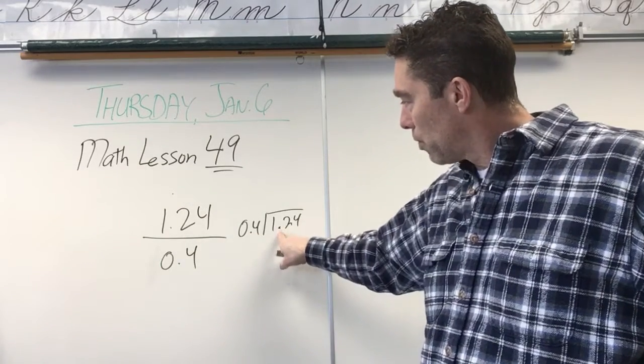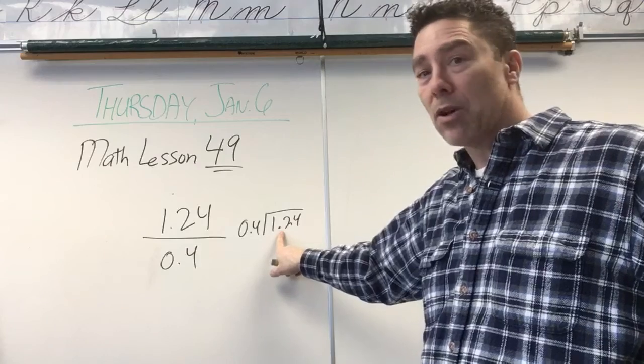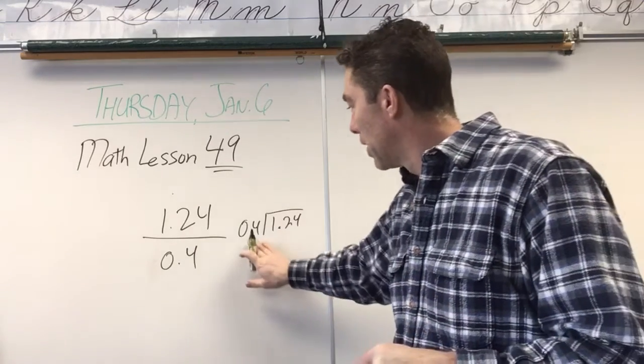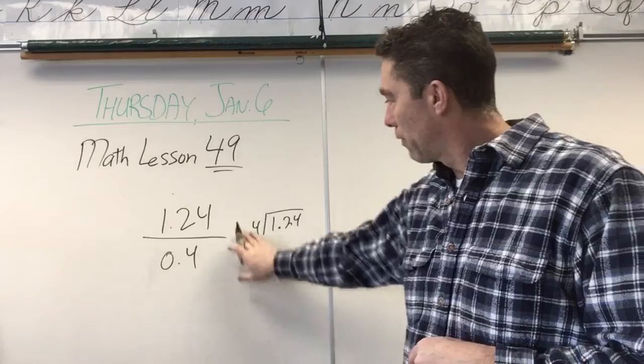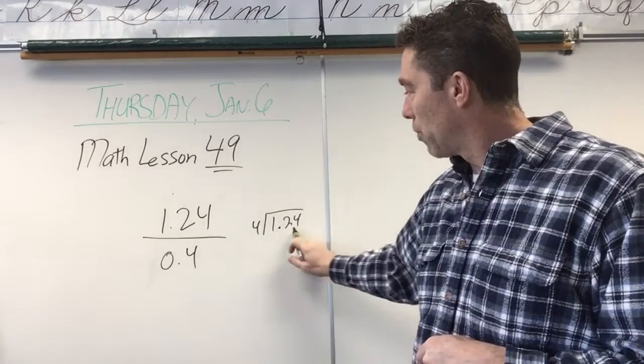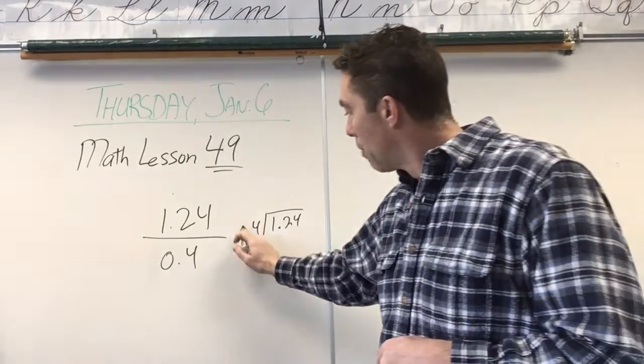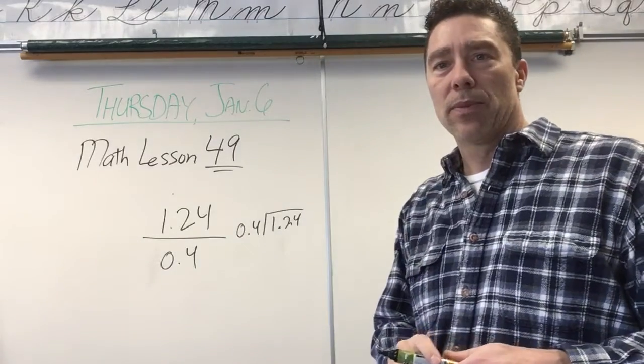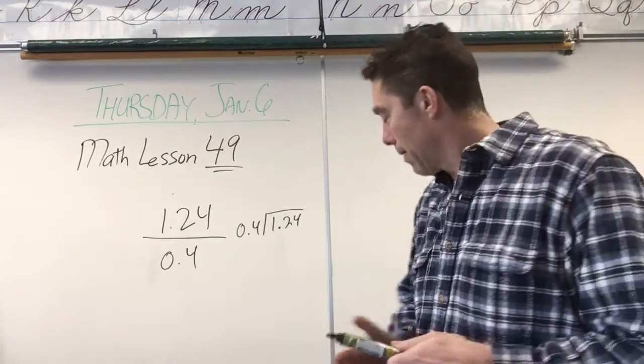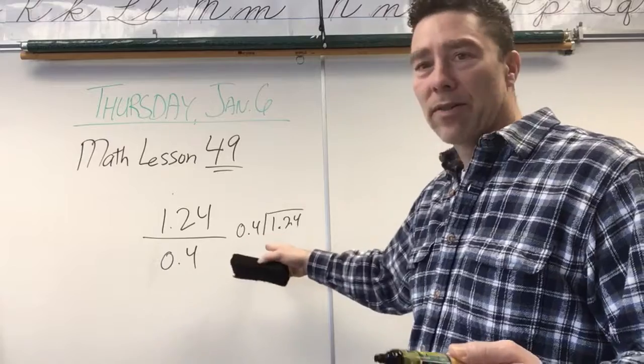If there's a decimal in the dividend, that's okay. That's totally no problem. If it was like 1.24 divided by 4, okay? But when we have a decimal in the divisor, we have a problem. We can't do that. So how do we get it out of there?